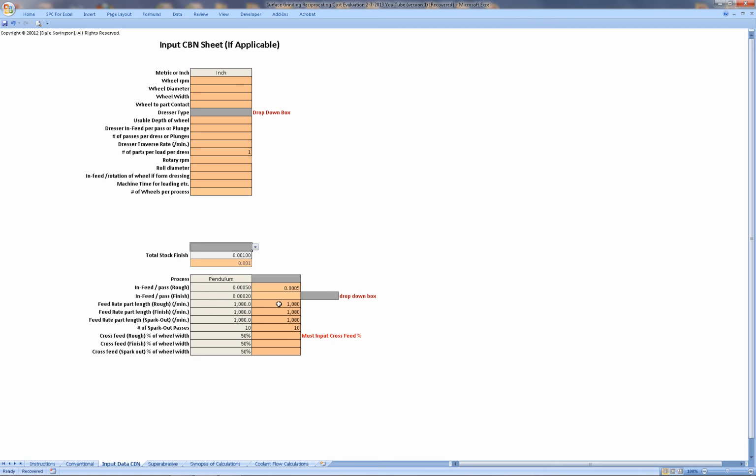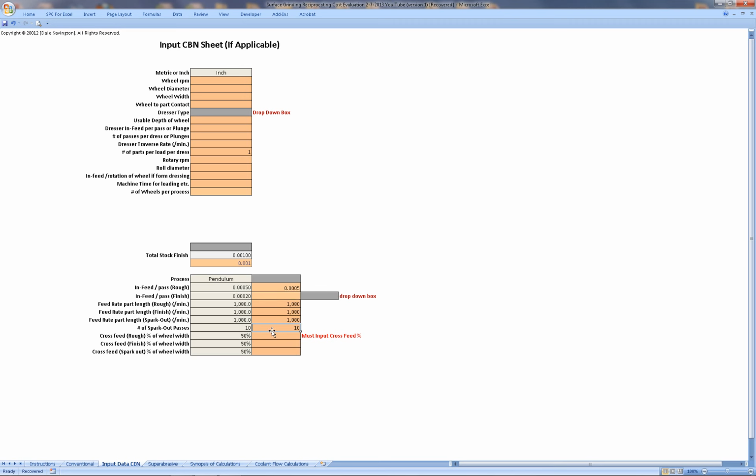Now, see, this would have changed had we not done that. If I take this number out, it will default, I guess, to 1000, even though we were running 1080. So I input that so we actually duplicate what we were running in the test.